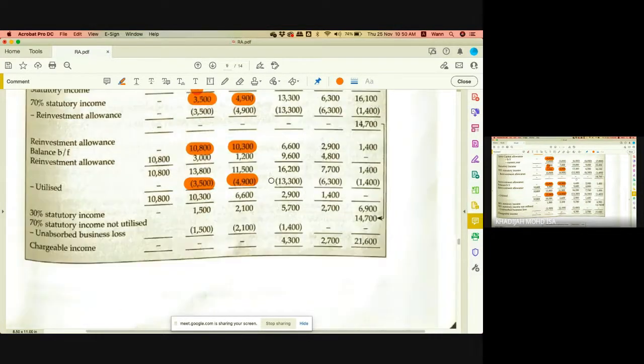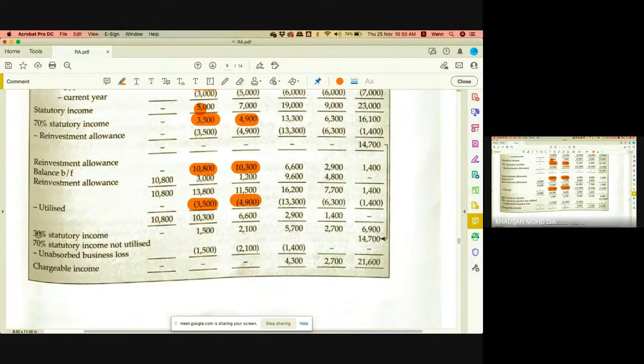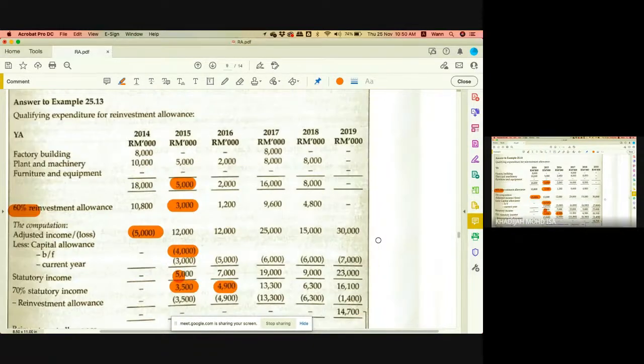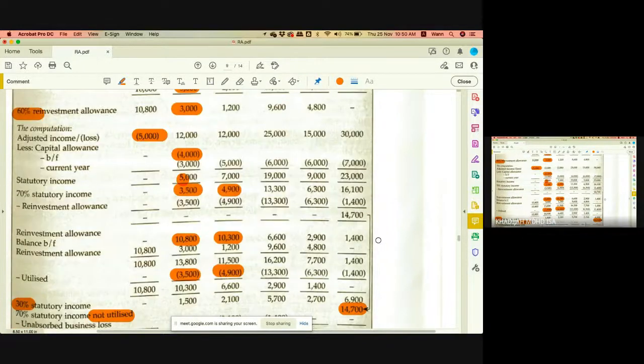It's just that I want to show you that, remember that the 70% is abated, so you still have your 30% SI, and then you also have the unabsorbed portion, right? Not utilized, we call it unabsorbed SI. So do you have any unabsorbed SI? You do that in YA 2019. So how do you get that?